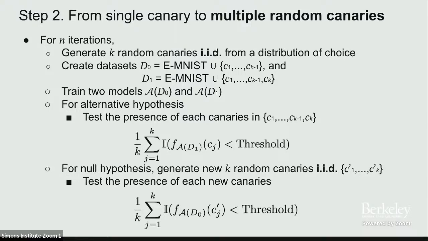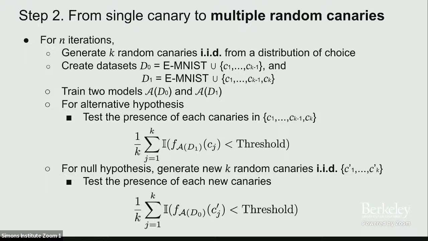And then when you're doing the null hypothesis, you're going to generate new canaries. Those are the things that you actually didn't use, C1 prime through CK prime. And that's how you're going to compute the null hypothesis. Okay, this is all done. I mean, it might seem a little bit too much, but it's all done to maintain that D0 and D1 equivalence that we really want to maintain.